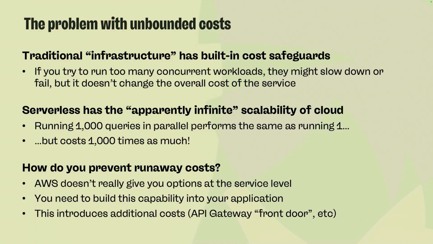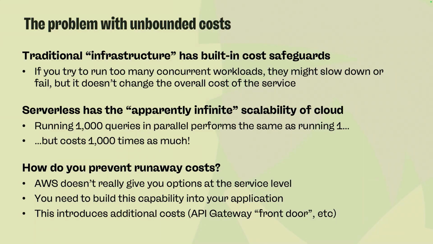So the problem with unbounded costs is that, as I mentioned, traditional infrastructure has built-in safeguards. You can't run too much on a set of physical infrastructure. We've all seen it. You run out of disk storage space. You have to make a purchase, go buy some more on-prem, or you need to buy more servers. But that's a conscious decision. It doesn't overrun based on usage. Serverless has that apparently infinite capability of cloud. You run 1,000 queries in parallel. It performs the same as running one, but it costs 1,000 times more.